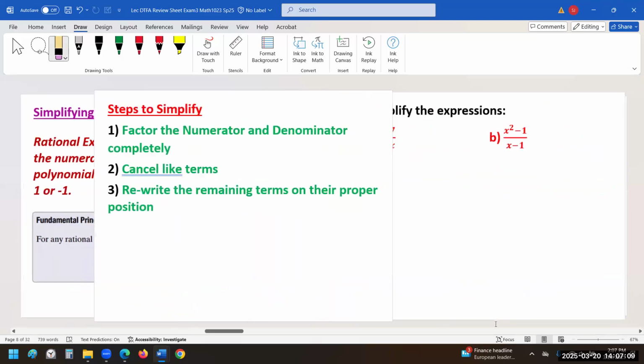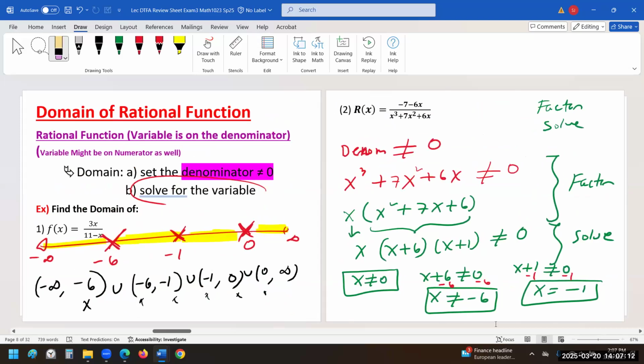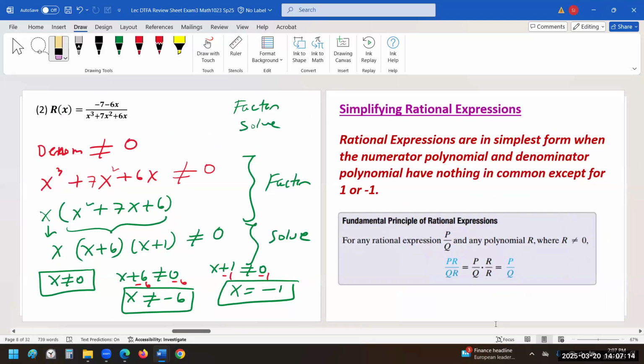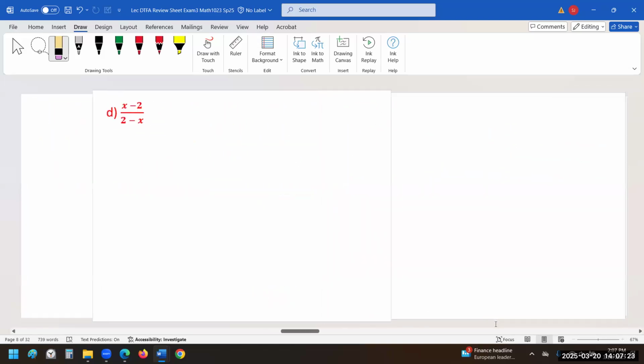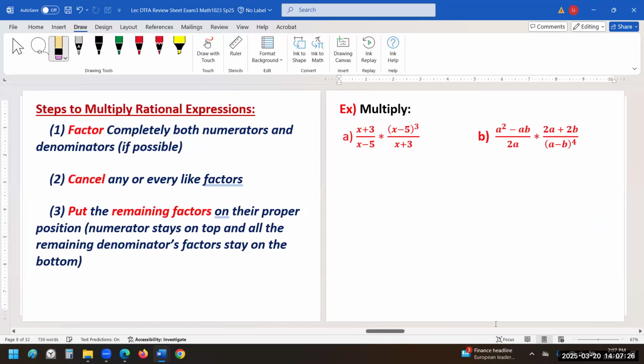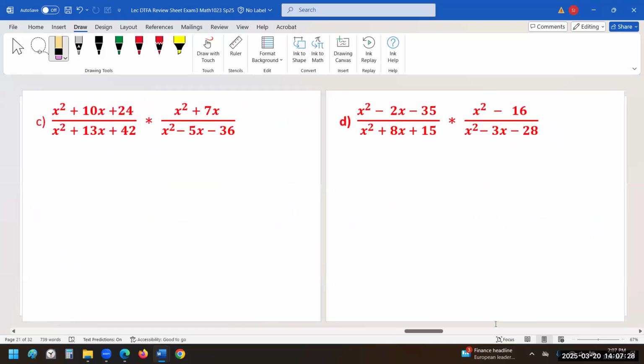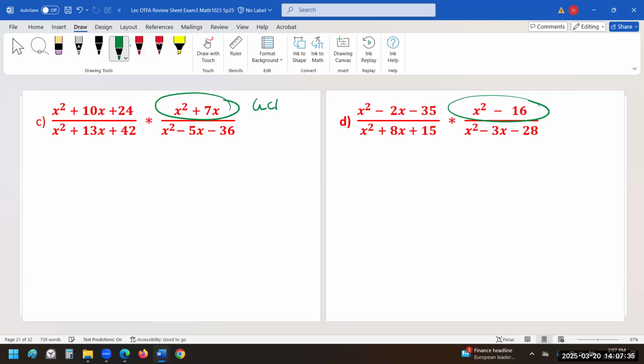And then for multiplication, you do 3 steps. What are the 3 steps of multiplication? Factor, cancel, rewrite. I'm not going to do any example, I'm just going to show you something like this. 2 terms means either GCF or perfect square. So this is GCF and this is perfect square. And then 3 terms means you factor directly.